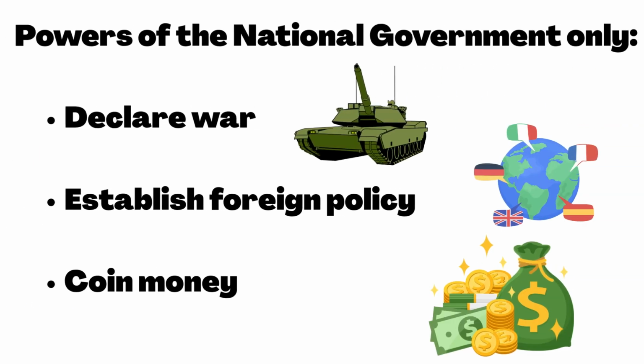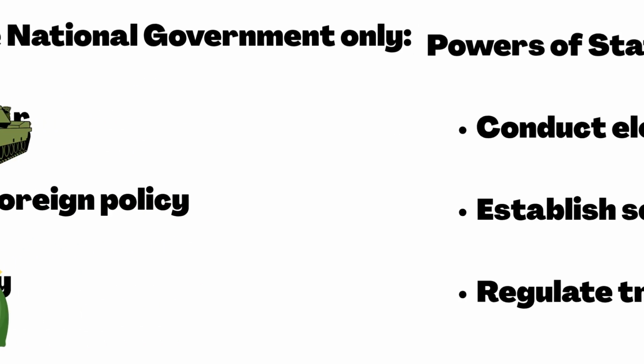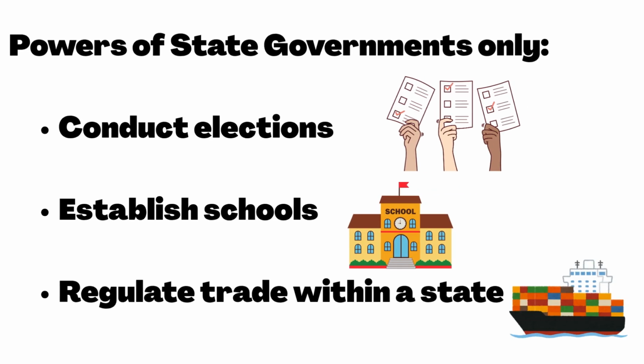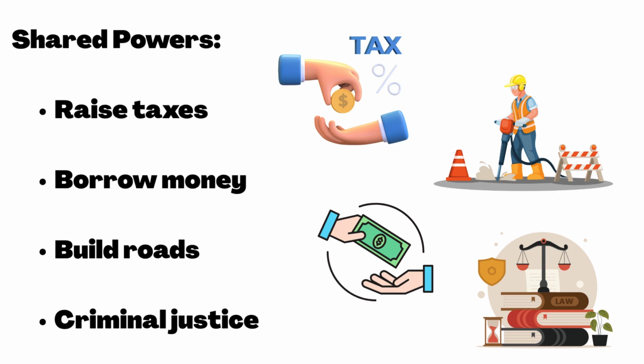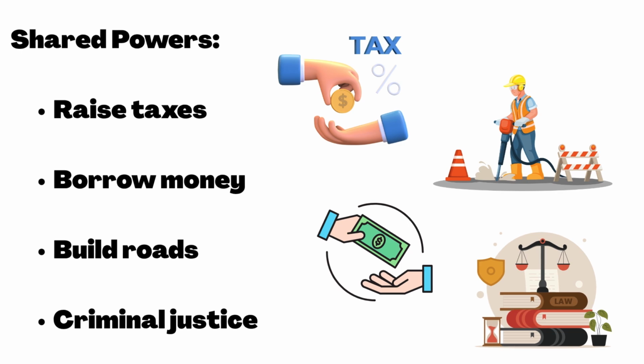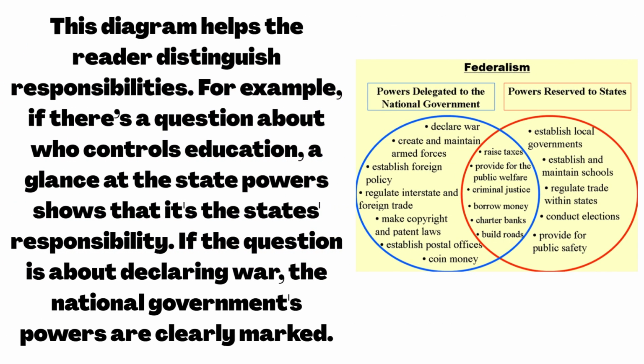powers of the national government only: declare war, establish foreign policy, coin money. Powers of state governments only: conduct elections, establish schools, regulate trade within a state. Shared powers: raise taxes, borrow money, build roads, criminal justice. This diagram helps the reader distinguish responsibilities.